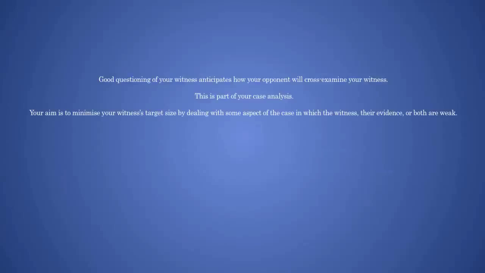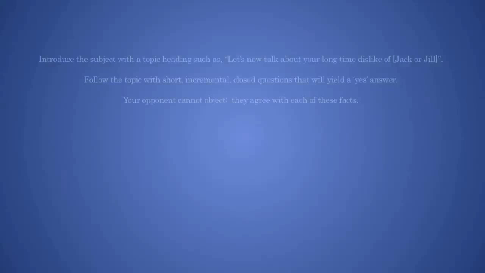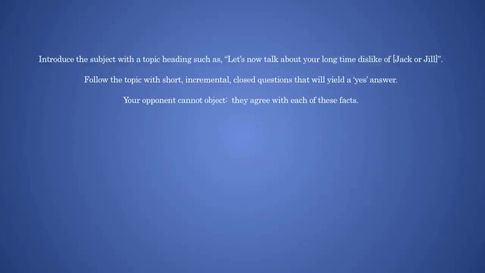Because you've followed the guideline of start and finish strong, with weaknesses in the middle, the time for you to confess and avoid as best you can will be somewhere well into the questioning of your witness. Introduce this weakness subject with a topic heading such as, "Now, let's talk about your long-time dislike of Jack or Jill," depending on which side of the case you're running.